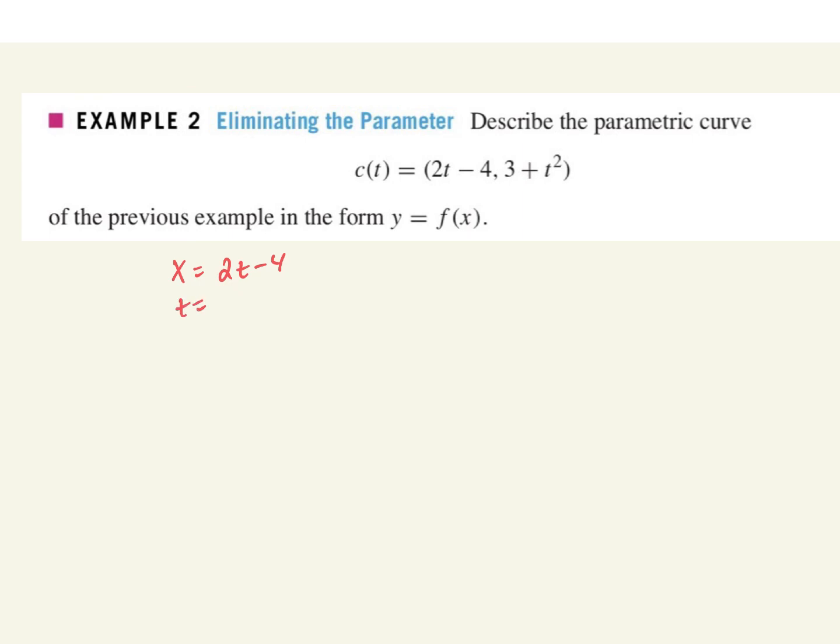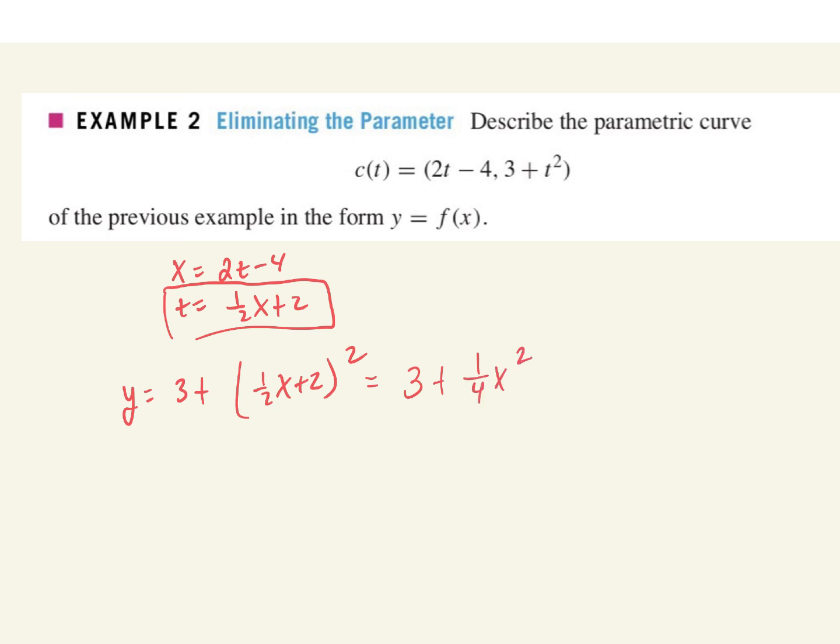So t would then be equal to 1/2 x plus 2. If that's what my t is, put that into the y equals, and then you come up with your equation. So y is equal to 3 plus (1/2 x plus 2) squared. So what's that? 1/4 x squared, 2 x's, and 4 more. So my equation that we actually graphed on the previous example is simply y equals 1/4 x squared plus 2x plus 7. Okay.